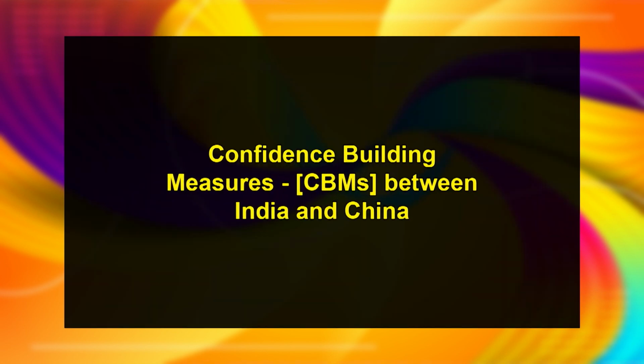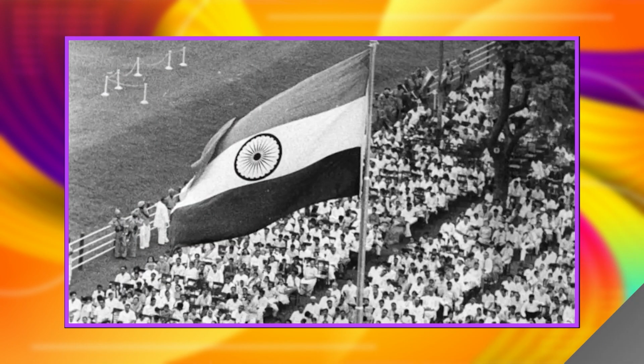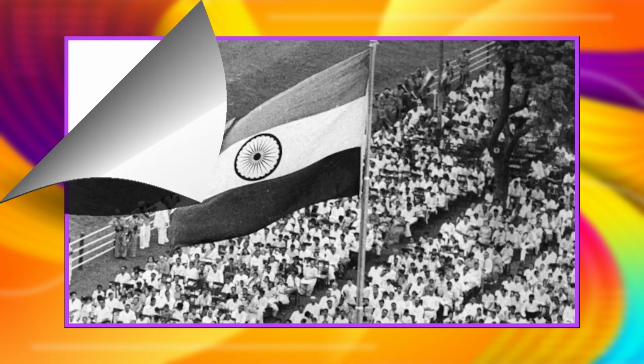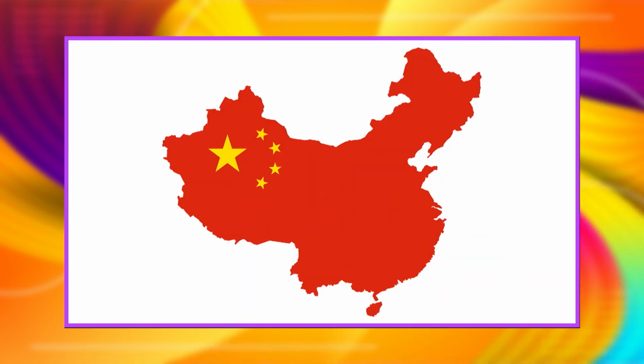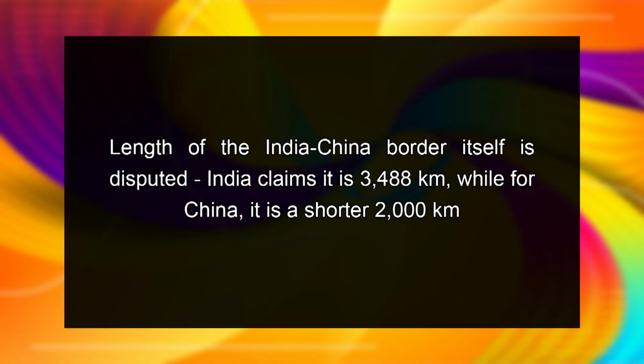Dear students, let's have a look now at CBMs between India and China. Since India's independence, its relations with China have been complicated by a long and undemarcated border, indeed the longest contested land frontier in the world. The length of the border itself is disputed. India claims it is 3,488 kilometers, while for China it is shorter, only 2,000 kilometers.